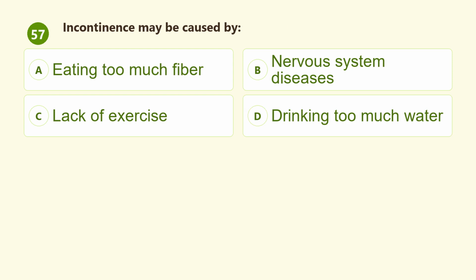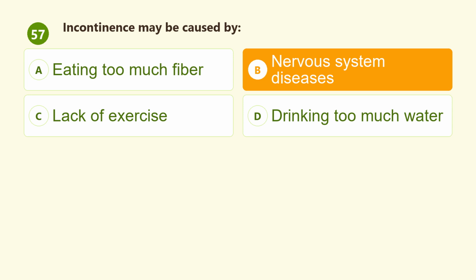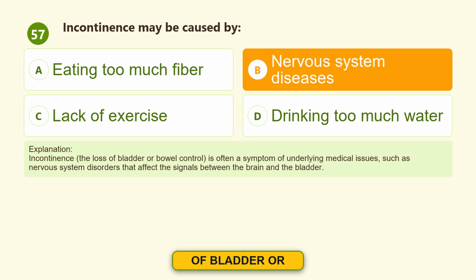Question 57. Incontinence may be caused by Option A, eating too much fiber. Option B, nervous system diseases. Option C, lack of exercise. Option D, drinking too much water. The correct answer is option B, nervous system diseases. Incontinence, the loss of bladder or bowel control, is often a symptom of underlying medical issues, such as nervous system disorders that affect the signals between the brain and the bladder.